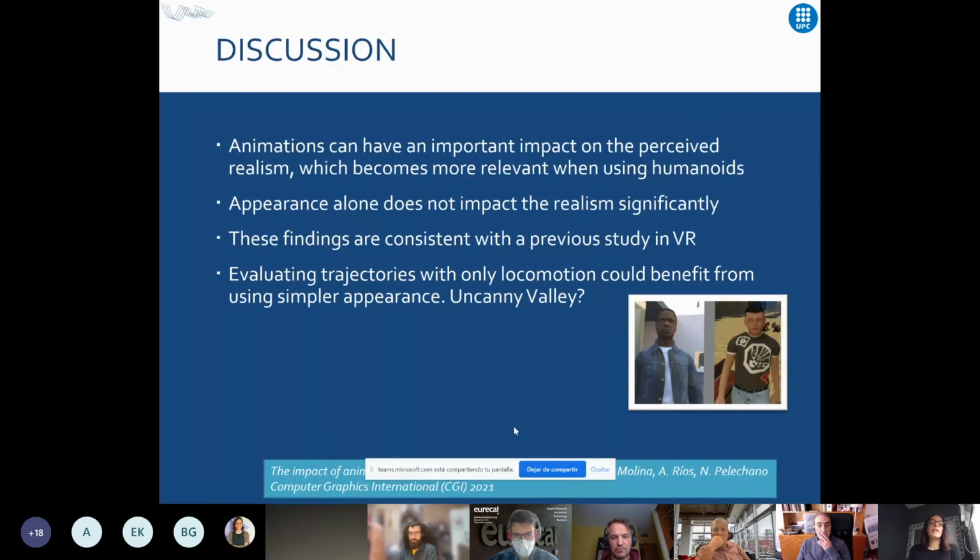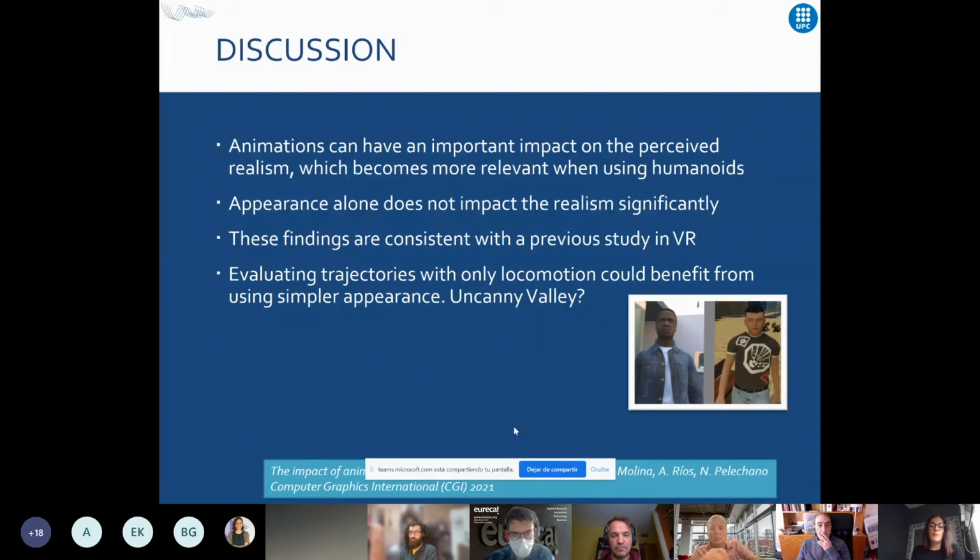So basically, we observed that animations can have an impact when it comes to perceiving realism, and appearance alone did not seem to have such an impact. The impact of animation was slightly higher than the impact of appearance, although in many cases, I insist, we only saw a trend when it came to animation, but not a statistically significant difference.